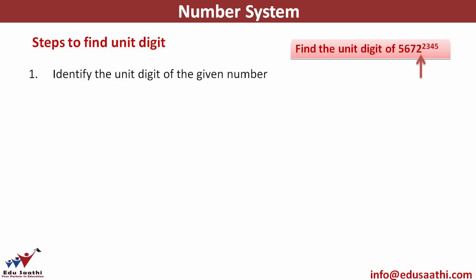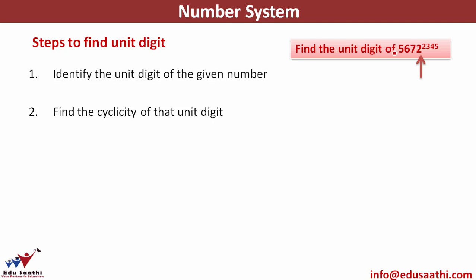Second step would be finding out the cyclicity of that unit digit. Since we have already done numbers like 2, 3, 7 and 8 have a cyclicity of 4. Digits like 4 and 9 have a cyclicity of 2. And digits like 0, 1, 5 and 6 have a cyclicity of 1. So I will look at the cyclicity of that unit digit. So let's look at the question that we have.